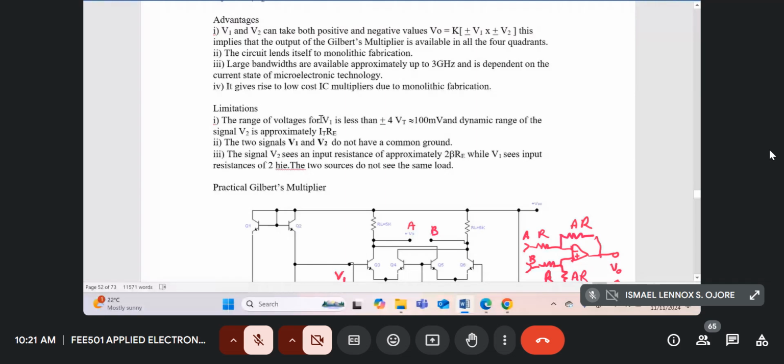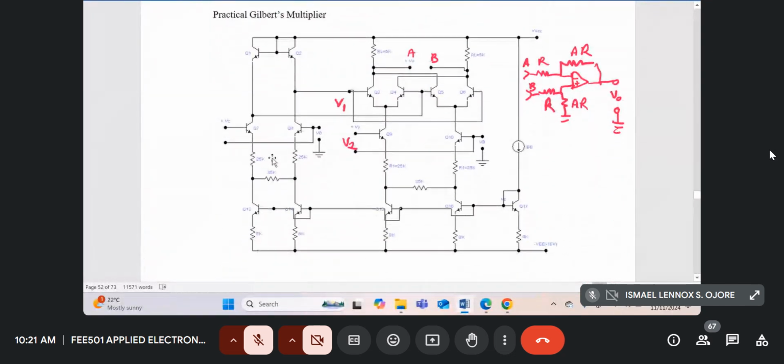Limitations. Number 1, the range of signal V1 is less than plus minus 4 VT, approximately 100 millivolts. And the dynamic range of the signal V2 will be approximately IT into RE, that is if RE is present. If RE is not present, then the dynamic range of the second signal is also just plus minus 4 VT, which is 100 millivolts. Then the two signals do not have a common ground. And then thirdly, we saw that the two signals do not see the same resistance, and therefore the need to create a practical Gilbert's multiplier, which is our topic today.